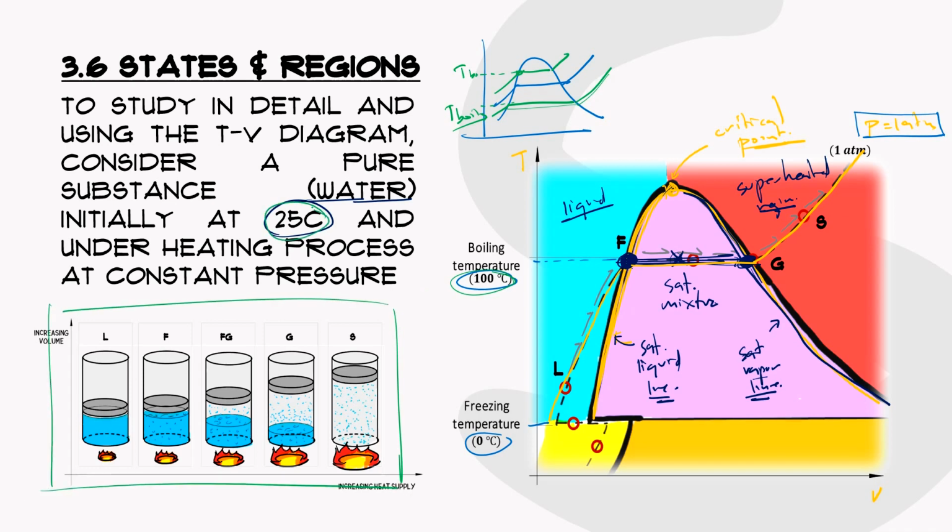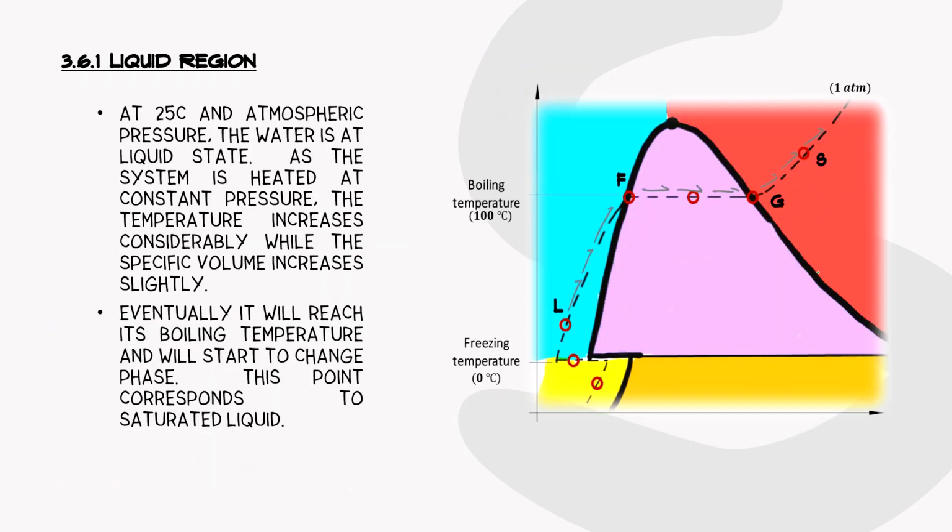Again, we are going to consider 25 degrees C, and at 25 degrees C the state of the water is liquid. We are going to add heat so that we change it from this point to this point S. In the liquid region, we start here at 25 degrees C. As we add heat, the temperature will rise until it gets to the saturated liquid point F. It's 100 degrees C, but in fully liquid condition.